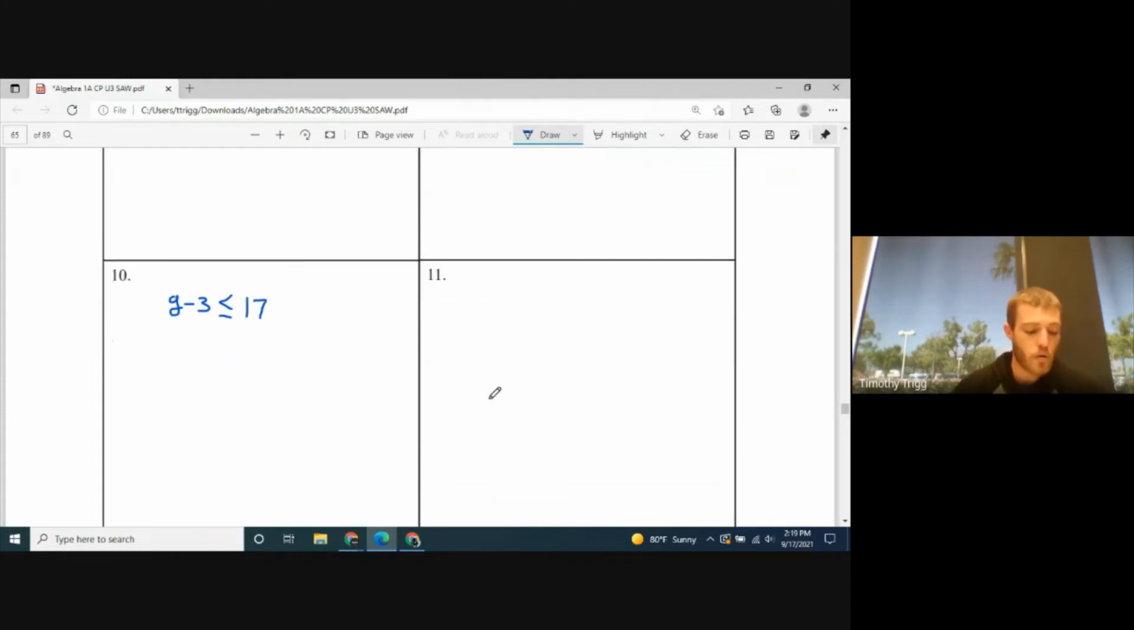Number 11, the quotient of K and 9. The quotient means we're dividing, so K and 9, is greater than 1/3.